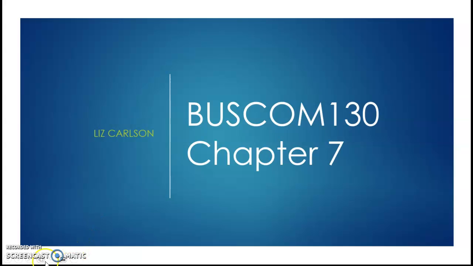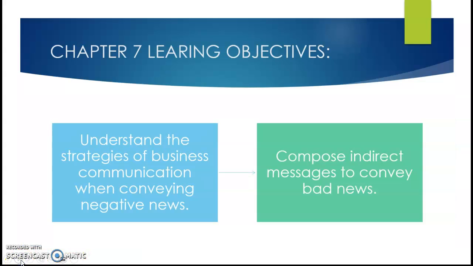All right, chapter talk for chapter 7. Two simple but very important learning objectives out of chapter 7. Number 1, understand the strategies of business communication when conveying negative news. Up until this point, we have focused primarily on a direct strategy, or BIF, big idea first. Now we're going to examine BIL, big idea a little later, which is an indirect strategy which understands the sensitivities and the emotions surrounding bad news. So that's our first objective.